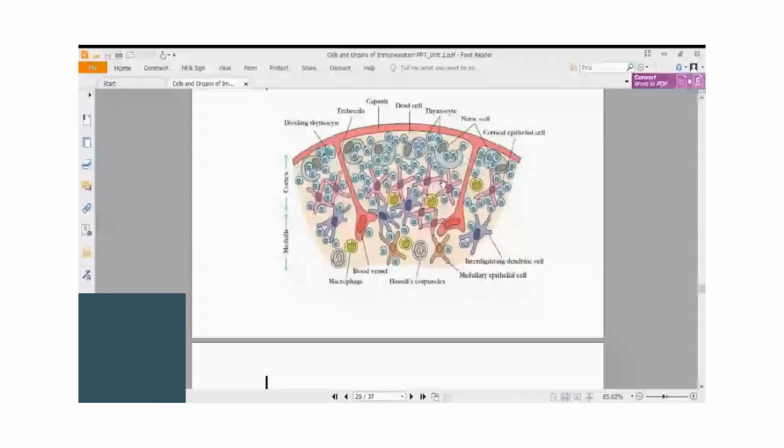Positive selection of the T lymphocytes is done by thymic epithelial cells, and negative selection of the thymocytes or T lymphocytes is done by the professional antigen presenting cells, that is macrophages and interdigitating dendritic cells. As the T lymphocytes or thymocytes go through the maturation process, they descend from the cortex area to the medulla area. And these thymocytes can leave the thymus and go to other lymphoid organs.